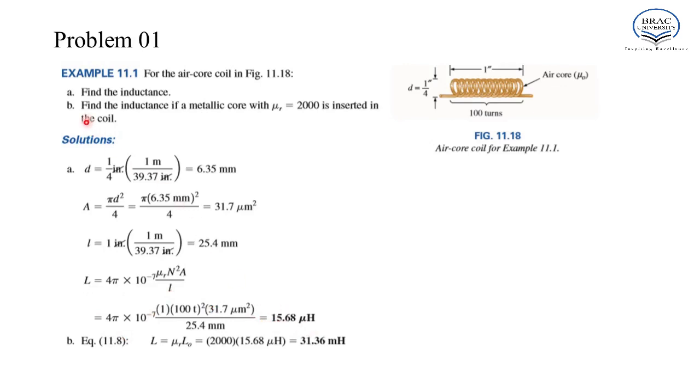The next question is, find the inductance if a metallic core with relative permeability of 2000 is inserted in the coil. Initially the core was air, now they are inserting a metallic core with relative permeability of 2000. Hence, we know that L will be equal to mu R L naught. L naught is 15.68 microhenry and hence the new L will be 31.36 millihenry.